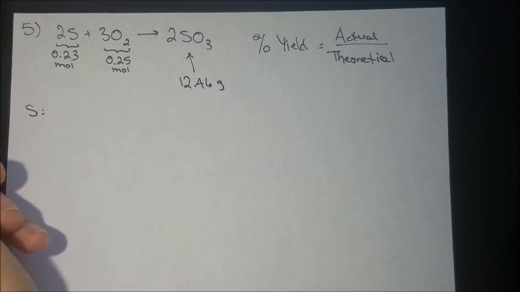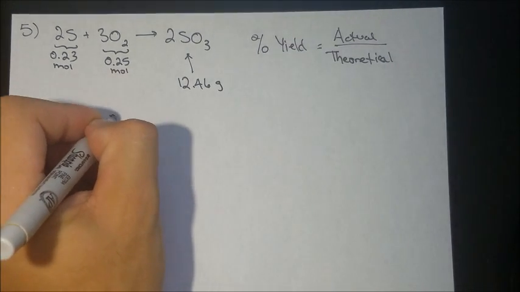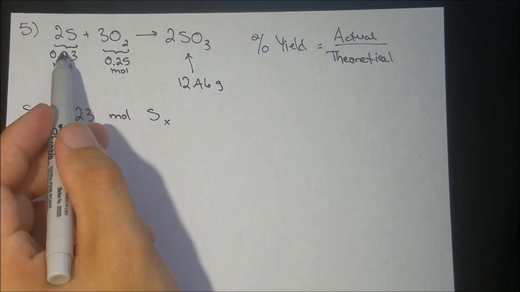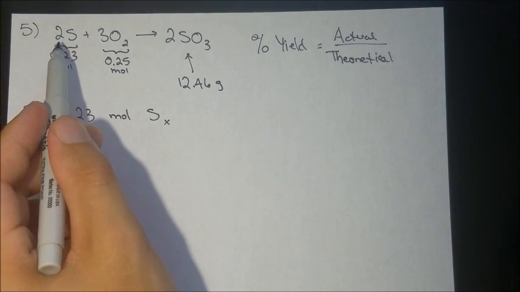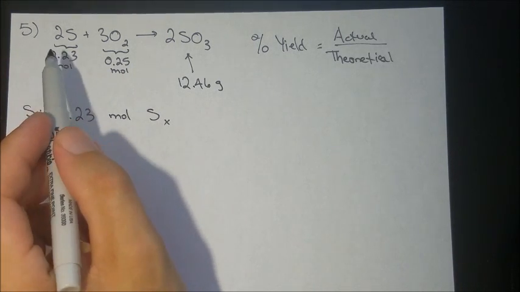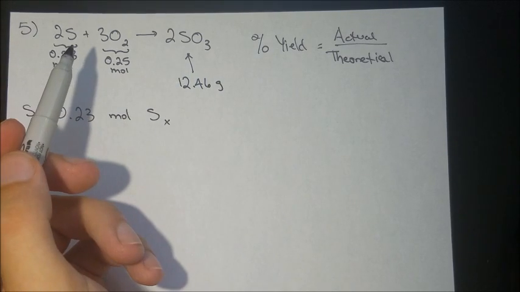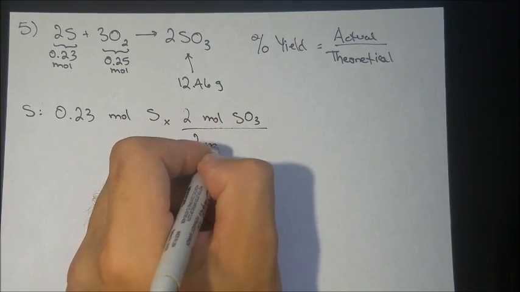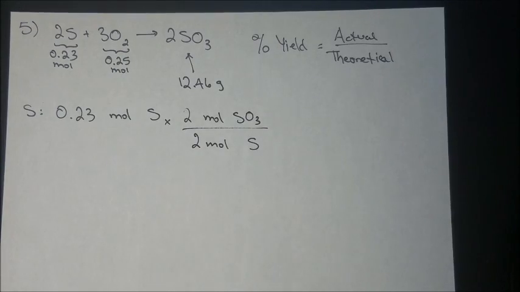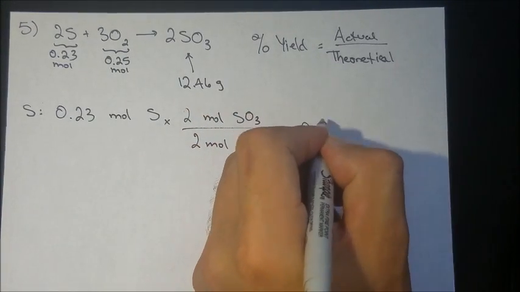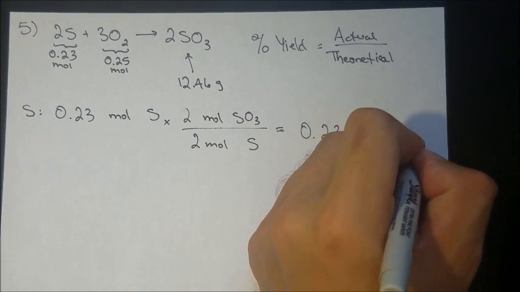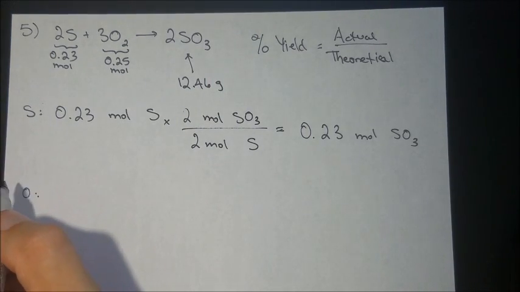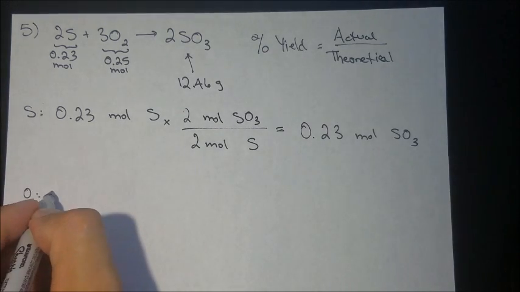So I'm going to start off with sulfur, and I know I have 0.23 moles of sulfur. Going back to the balanced chemical equation, we see that we have 2 moles of sulfur that are consumed and 2 moles of SO3 that are generated. So we get 2 moles of SO3 for every 2 moles of sulfur. That's really easy mental math. That's just 0.23 moles of SO3. Now let's try the oxygen and see if that's our limiting reactant.